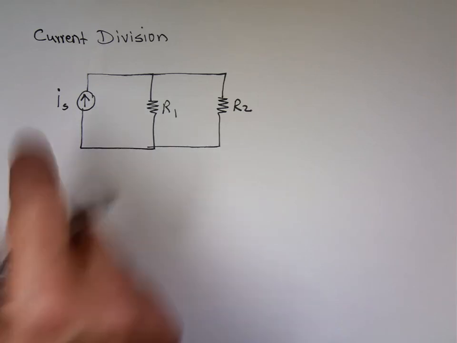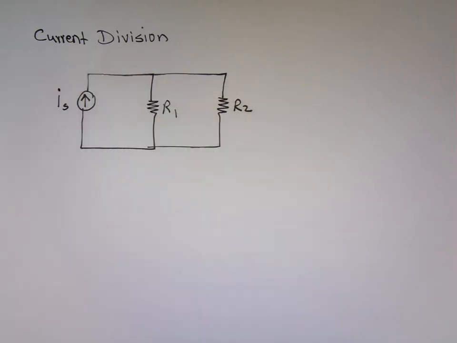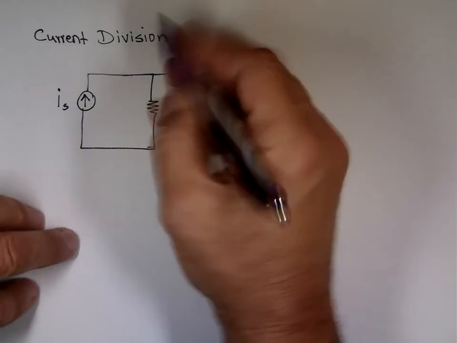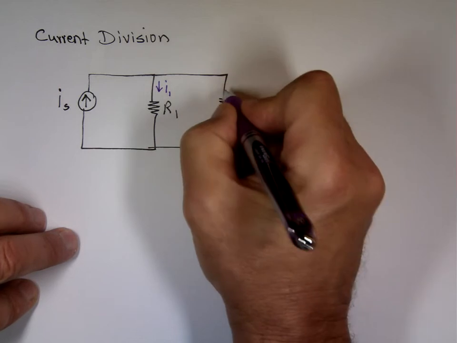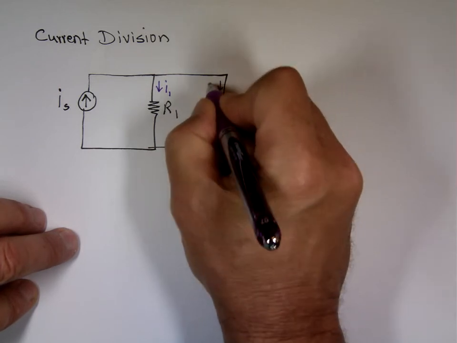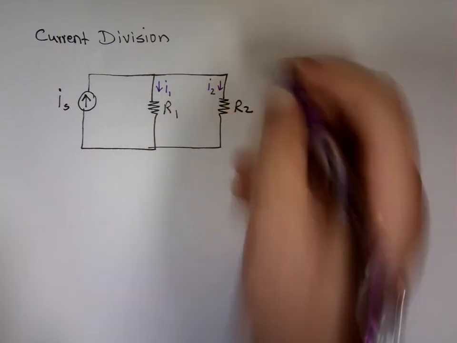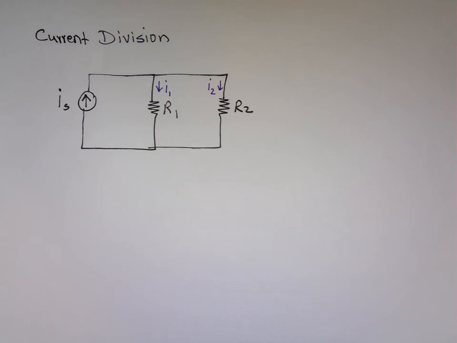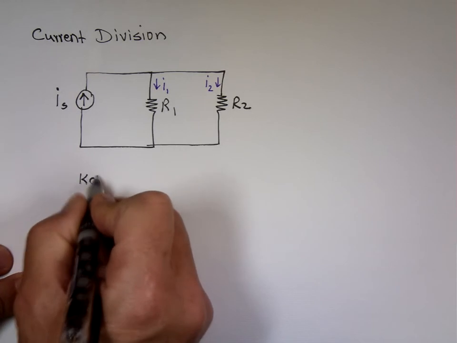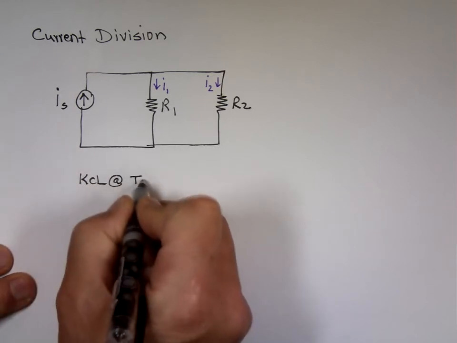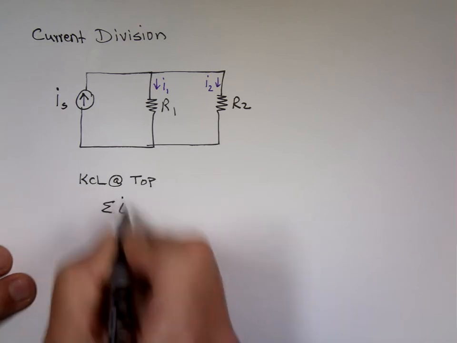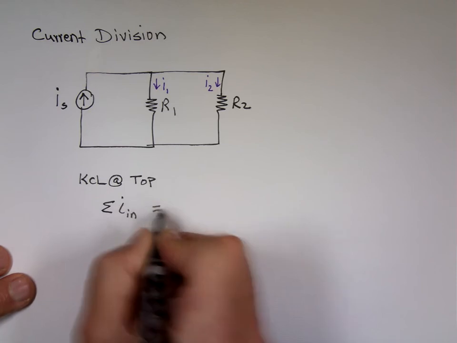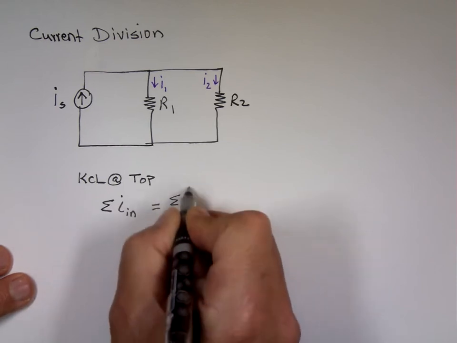I sub S is going to go in. It gets to a junction here, it's going to split. Some will come down this way, we'll call it I1. The other one comes down this way, we'll call it I2. So if I use KCL at the top, KCL says if you take all the current going into a node, if you add them all, it should equal all the current coming out of that node.